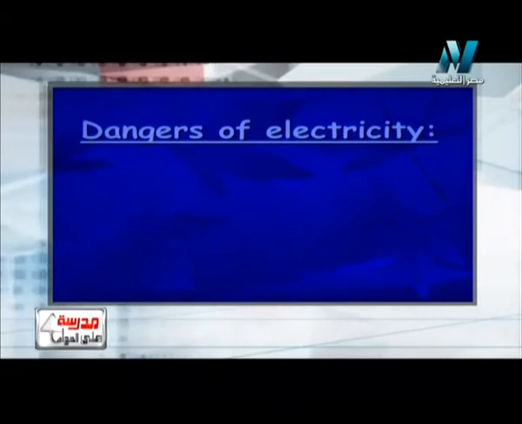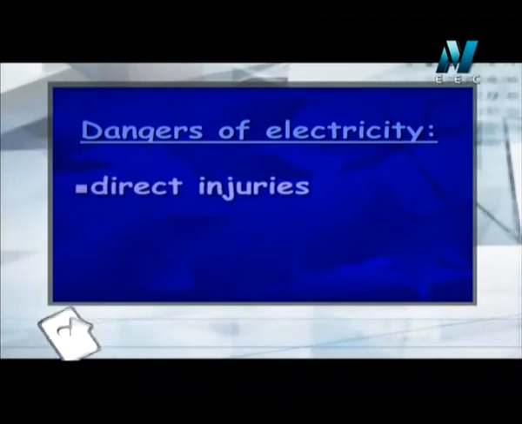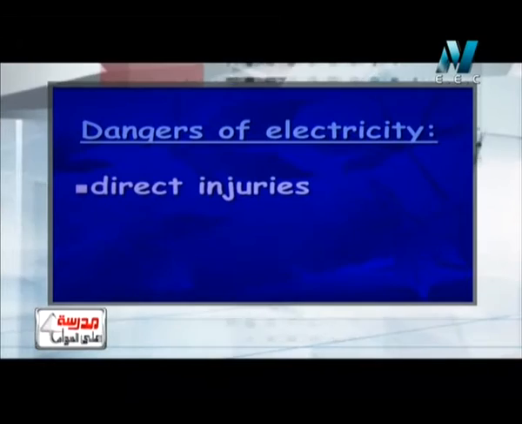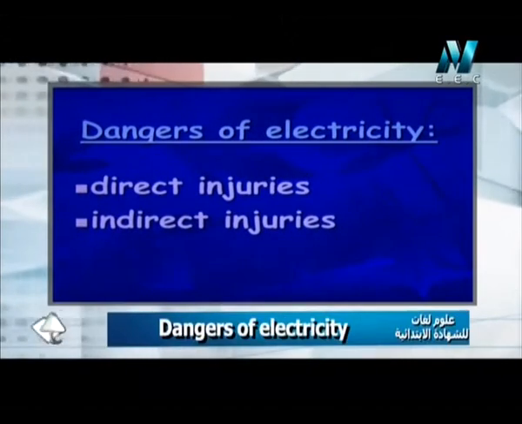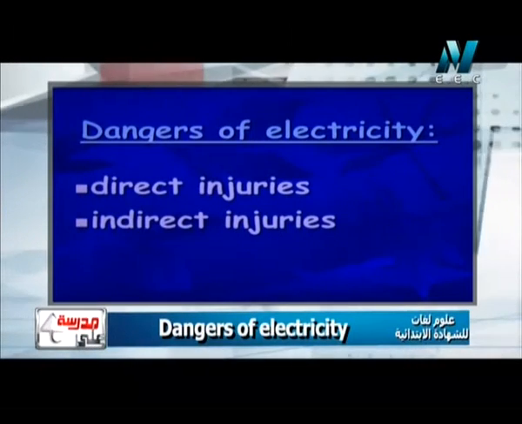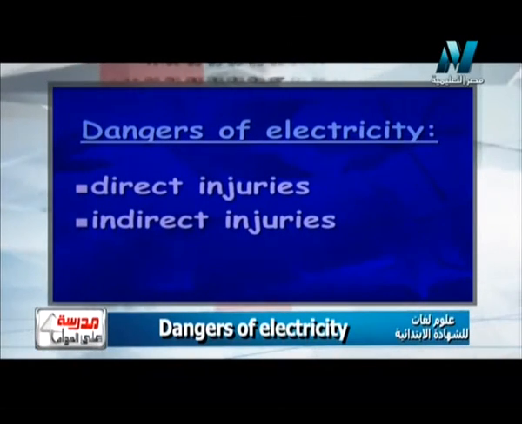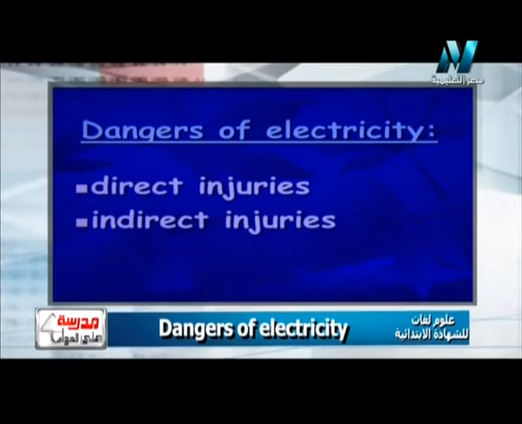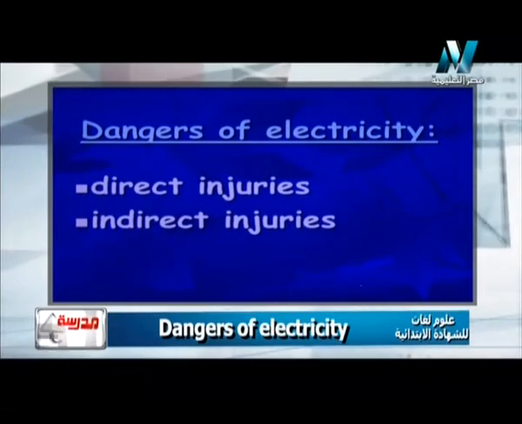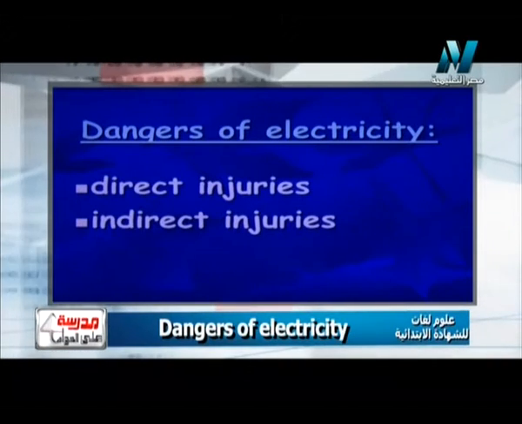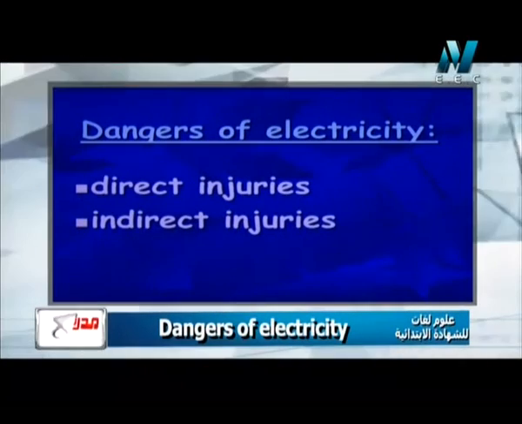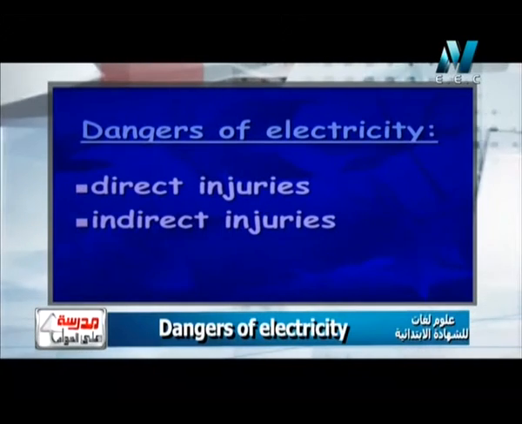So now we have two types of dangers of electricity. عندنا نوعين من أخطار الكهرباء. Number one, direct injuries, إصابات مباشرة. Number two, indirect injuries, إصابات غير مباشرة. Again, that's a very important lesson, not only for the exam but also for your life. Again we have two types of danger of electricity, which are direct injuries and indirect injuries.